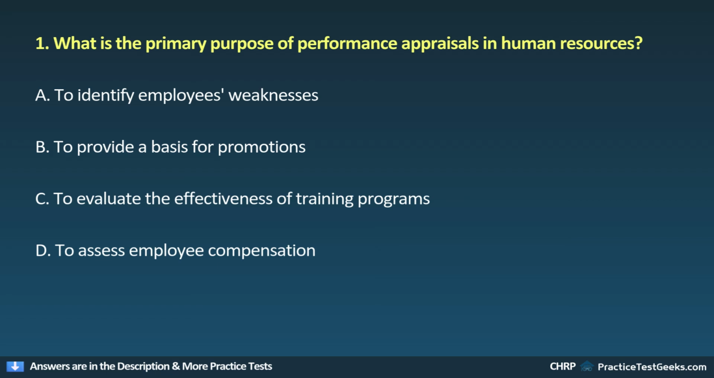1. What is the primary purpose of performance appraisals in human resources? A. To identify employees' weaknesses. B. To provide a basis for promotions. C. To evaluate the effectiveness of training programs. D. To assess employee compensation.